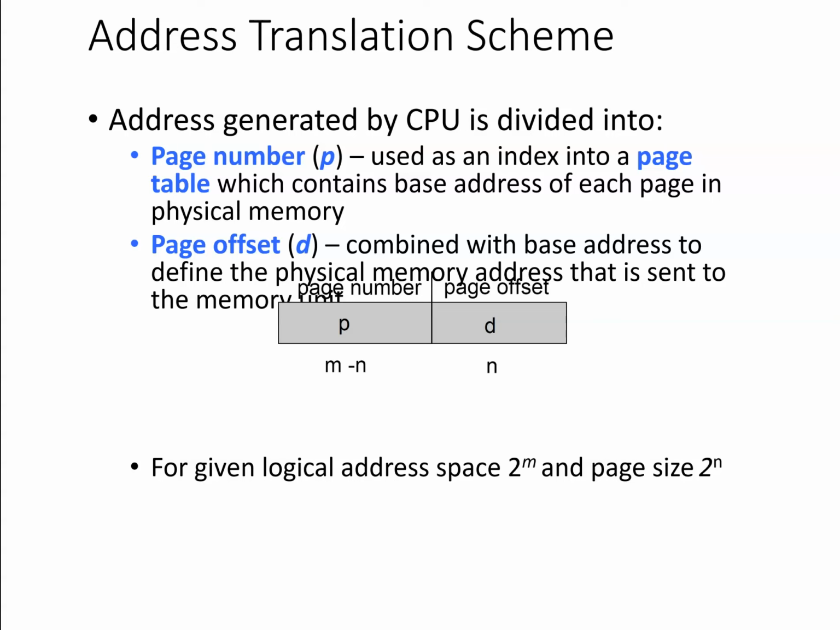So our address translation scheme is as follows. An address generated by the CPU is divided into a page number, which is used as an index into a page table that contains the base address of each page, and a page offset, which combines with the base address to define the physical memory location. So for a given logical address space of 2^m and a page size 2^n, we can appropriately determine where in memory it is. And this would give us the size of our page table as well.